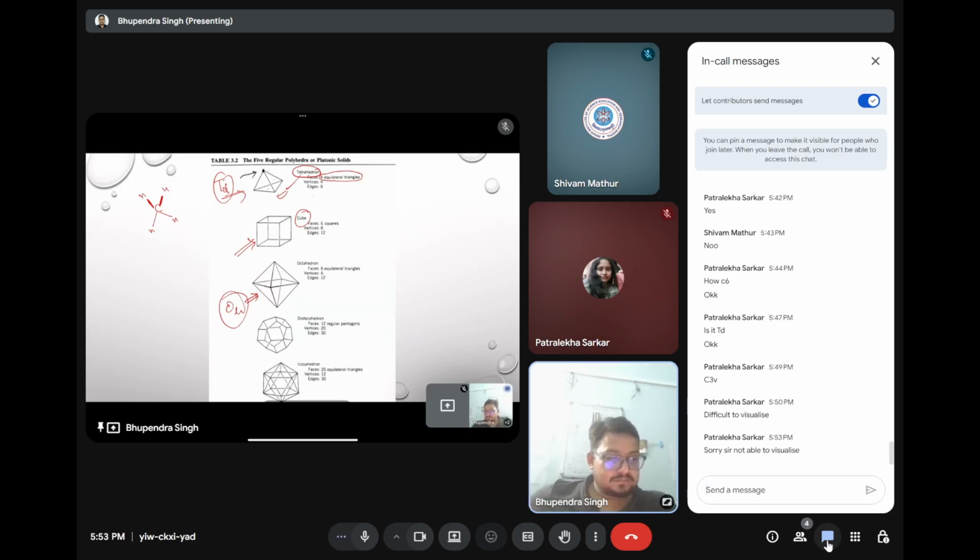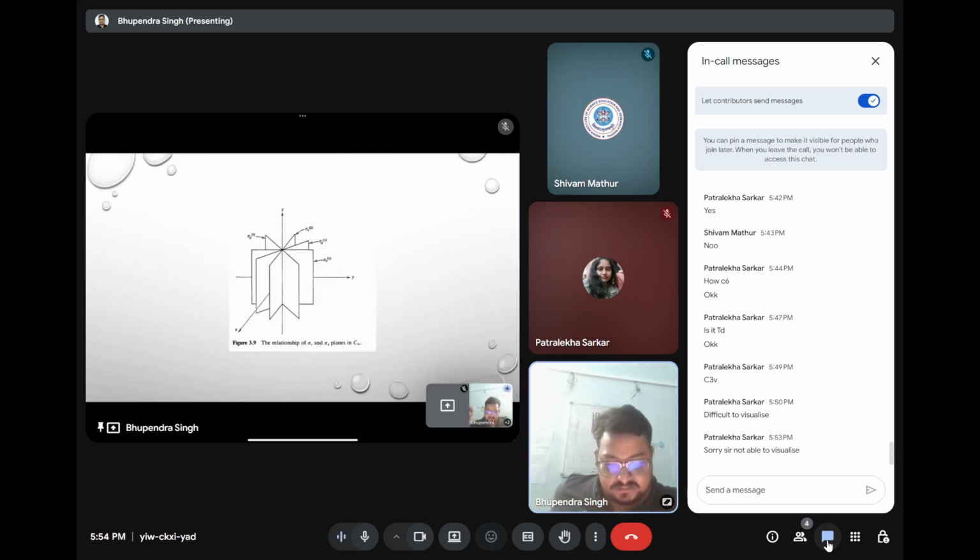Okay, in the next class, in detail, I will try to find out the symmetry elements present in these structures. Then I think it will be easier for you to visualize.